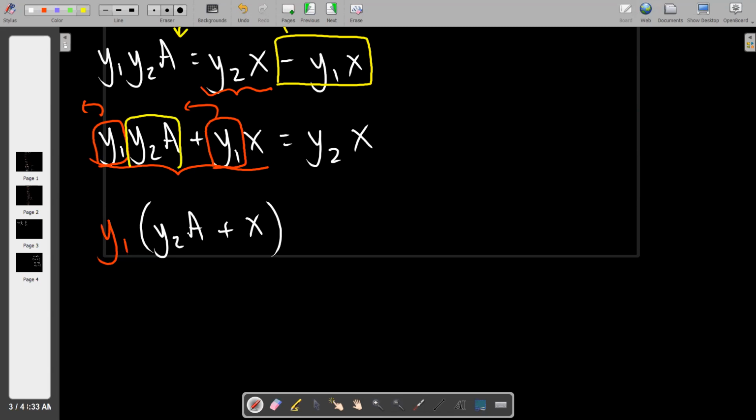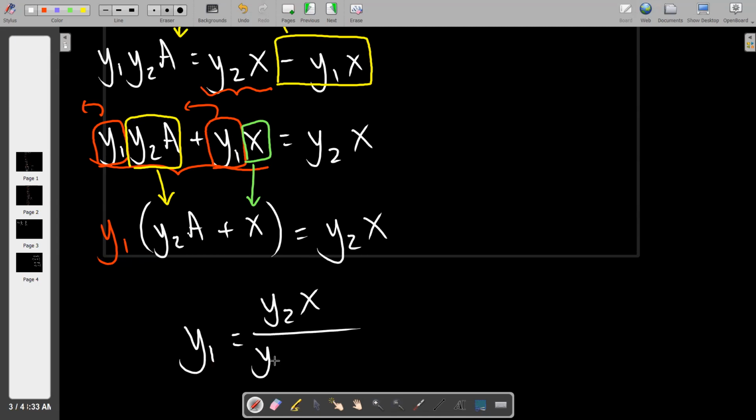So what's left of this first term is right there. And what's left of this second term is right there. Do you see? About sums it up. I agree, bro. And of course, what's the last step? Yeah. So we get a final answer of y1 equals y2x divided by y2a plus x.